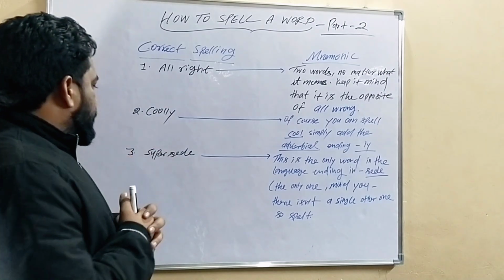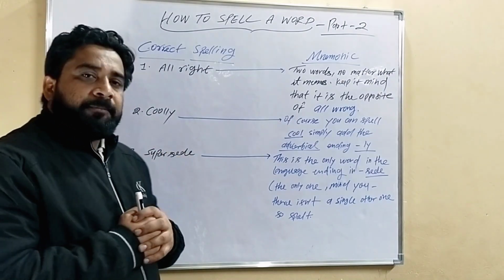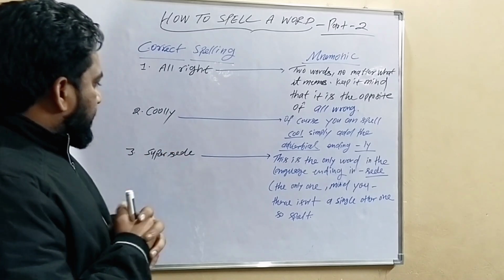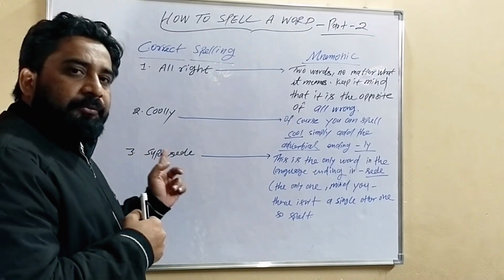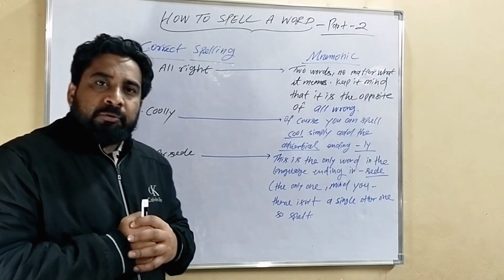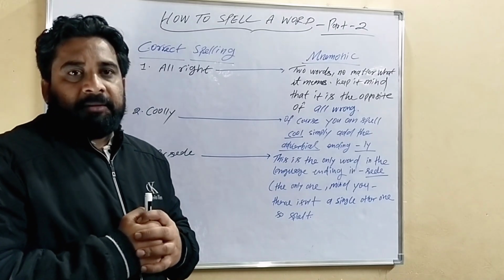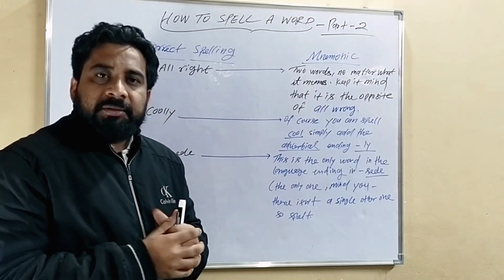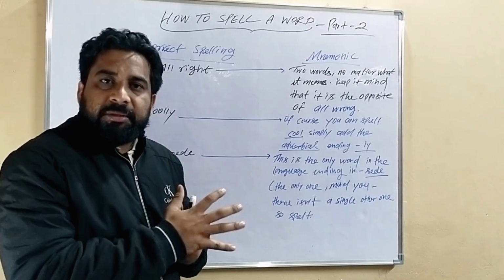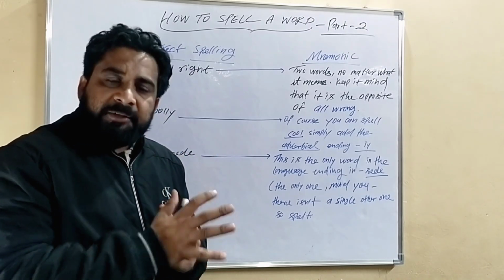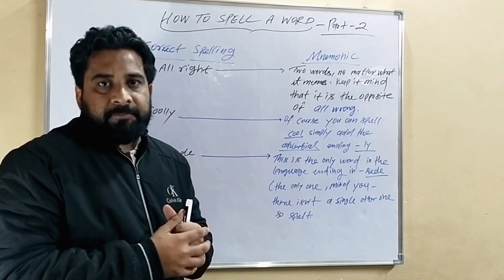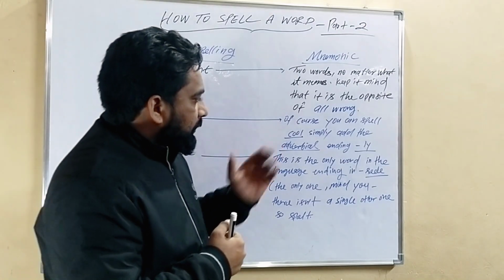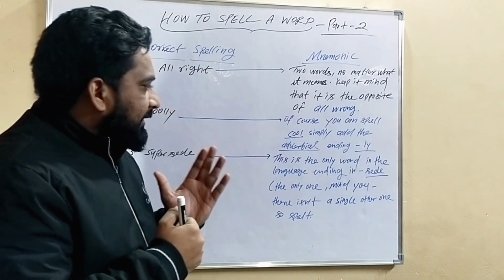Next word we have is supersede. What does it mean? The meaning of this word is to substitute the position of somebody. It means to take a place, like removing somebody's luggage, or somebody leaves the space and you sit there. So what does it mean here? This is the only word in the language ending in sede.